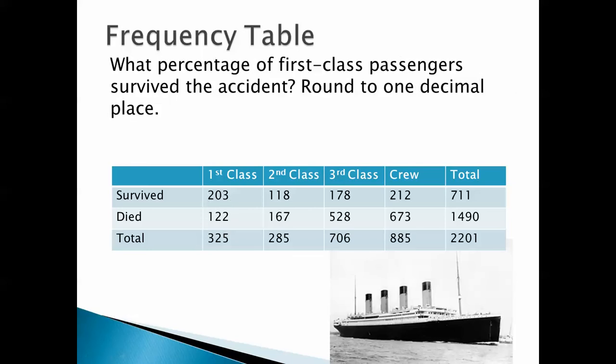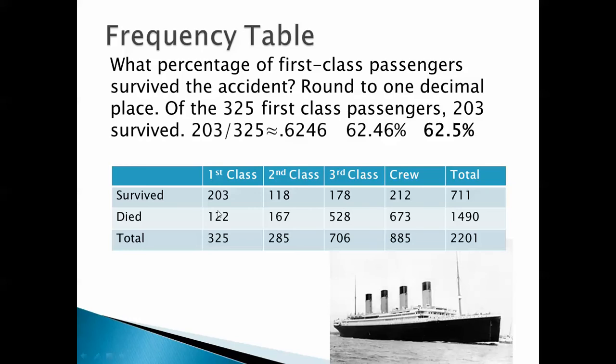What percentage of first class passengers survived the accident? Round to one decimal place. Well, of the 325 first class passengers, 203 survived. 203 divided by 325 is 0.6246. When we represent that as a percentage, we get 62.46%, or, rounding to one decimal place, 62.5%.